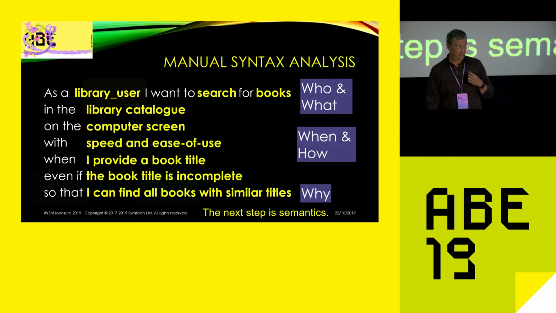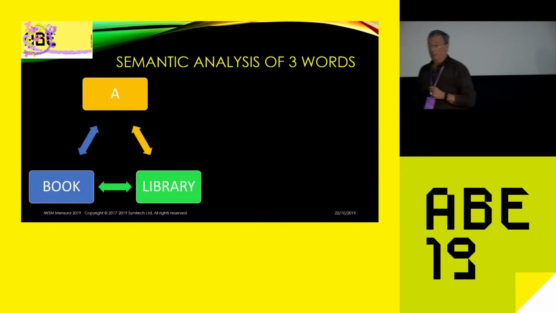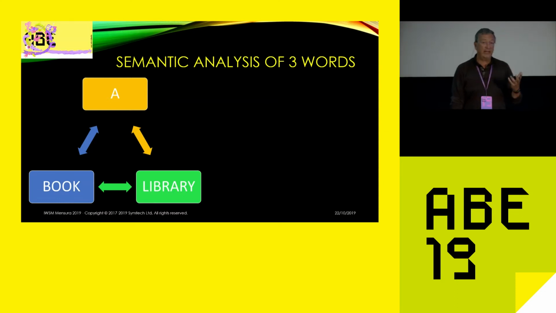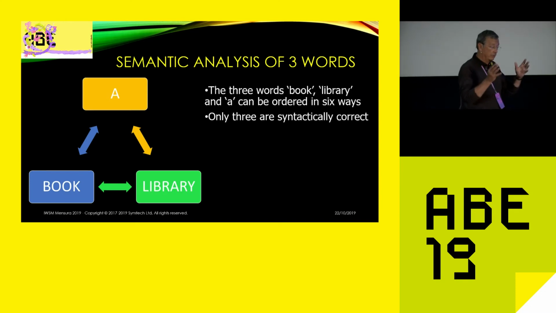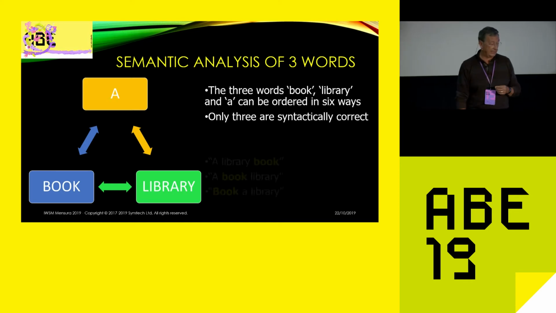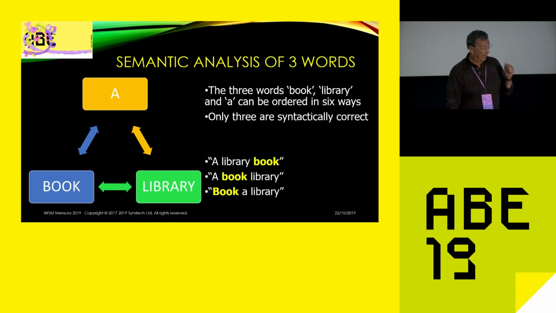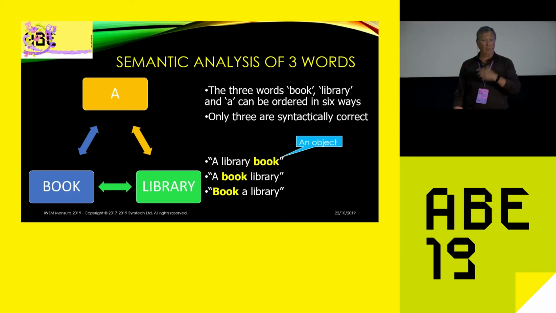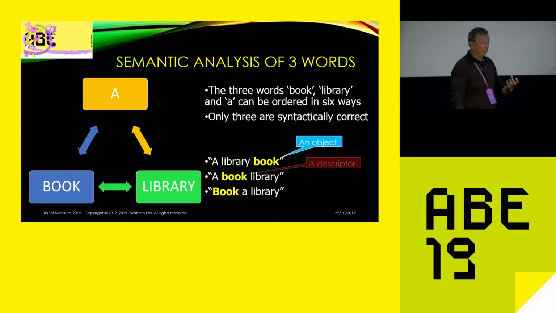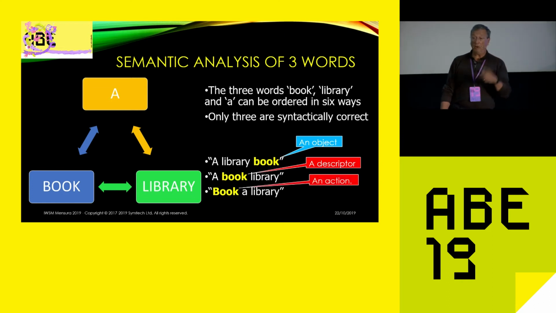Next is semantics. Three words, book, library. Any three things can be in a combination of six different orders, but only three of them make actual syntactic sense, and that is a library book, a book library, and book a library. And I've used the word book in three different ways. It's an object, because that's what I want. I'm looking for books. But also, it can be a descriptor. It's a type of library. Or it can be an action. I want to book the library. So we've got a problem here.